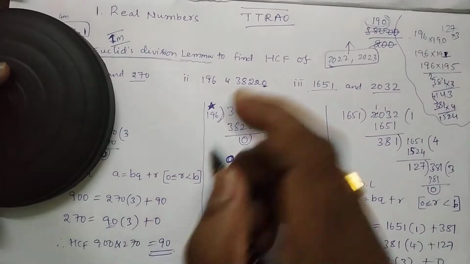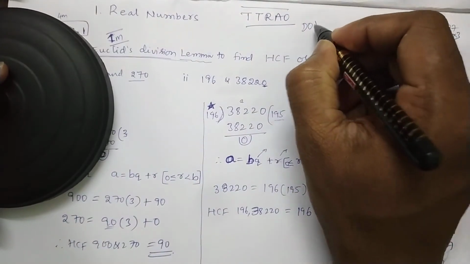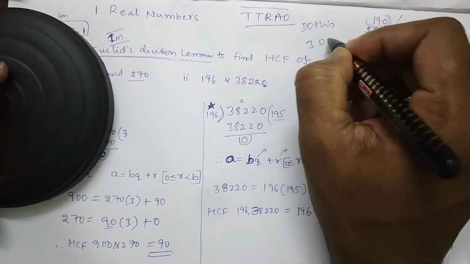So the HCF of, do this, you will be having a few questions like 300 and 550.